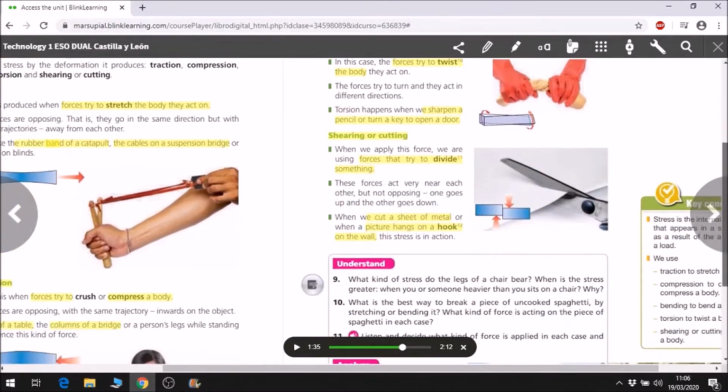And the last one that we are going to study, shearing or cutting. When we apply this force, we are using forces that try to divide something. We are trying to divide, to break into 2 different parts. For example, when we cut a piece of paper or when a picture hangs on a hook on the wall. This means un cuadro cuelga de un gancho de la pared.